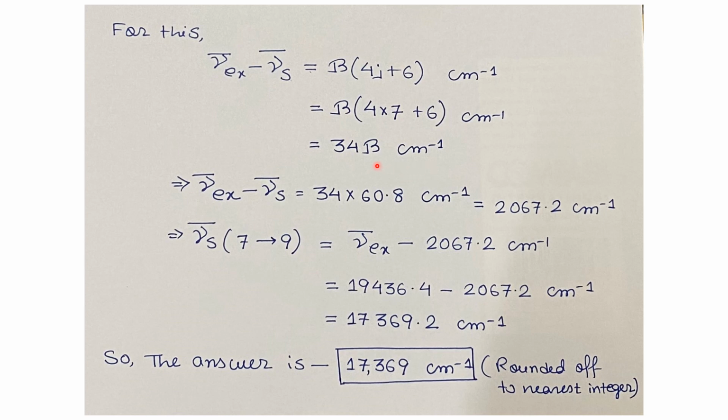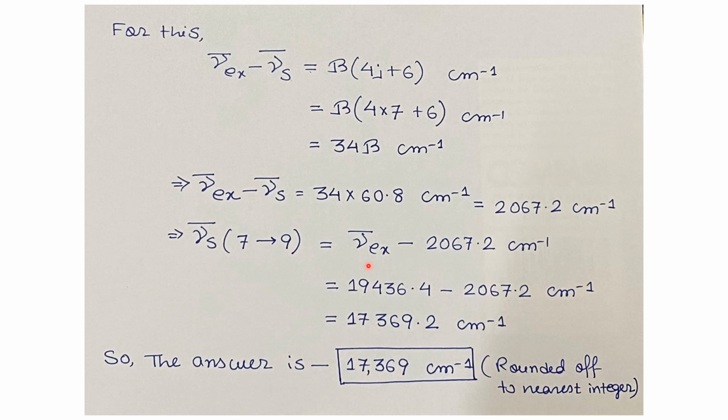Now B for this hydrogen gas system, we have calculated already, that is 60.8 centimeter inverse. So we'll put it here, and we'll get nu Ex bar minus nu S bar equals 34 times 60.8 centimeter inverse, which will give 2067.2 centimeter inverse. So for the transition from J equals 7 to 9, the wave number of the Stokes line nu S bar equals nu Ex bar minus this quantity, that is 2067.2 centimeter inverse.